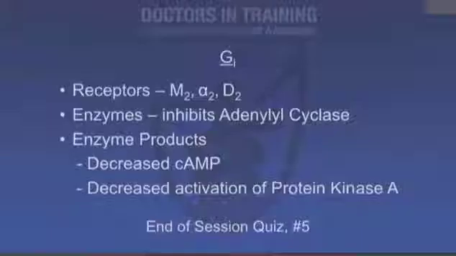Next is GI, and the receptors involved are M2, alpha 2, and D2. Remember, this is the MAD2s. And the enzyme affected is that it inhibits adenylyl cyclase. So this will result in the second messengers as a decreased cyclic AMP. And this will subsequently decrease activation of protein kinase A.